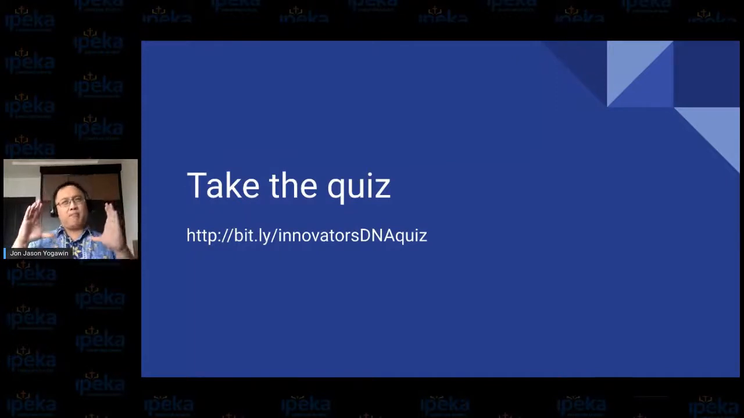But that's only a small part of it. If you want a more extensive one, you can visit www.innovatorsdna.com. That's the official page of this group who did the research. Okay, so you can do that at any time at your convenience.